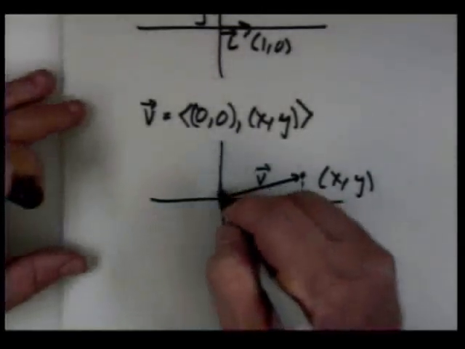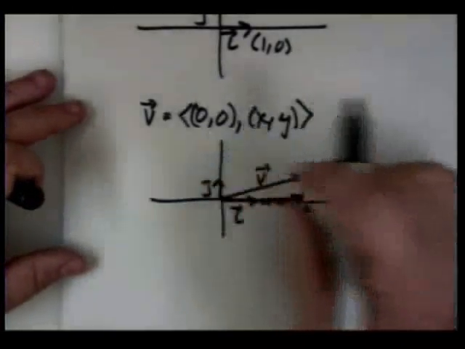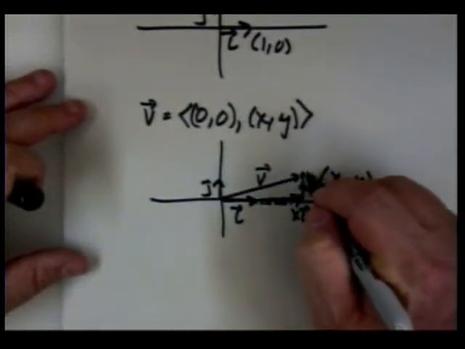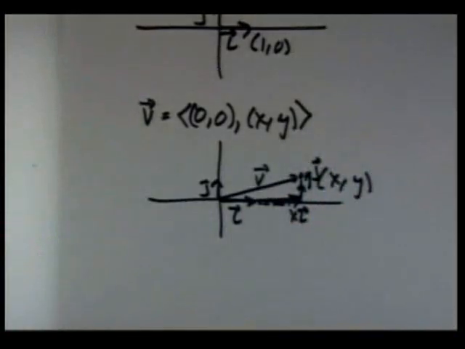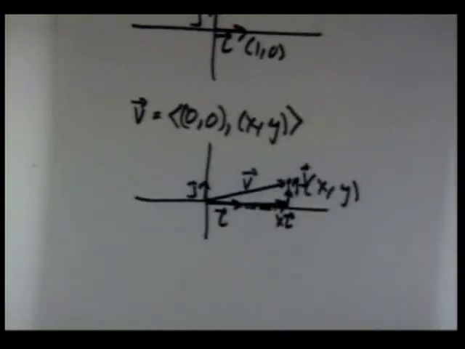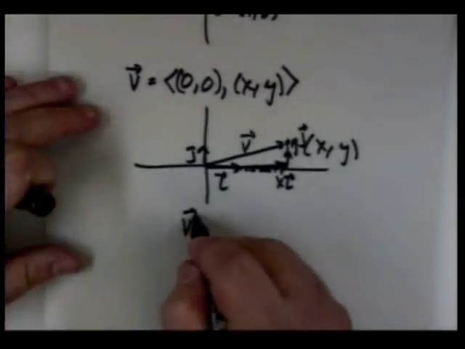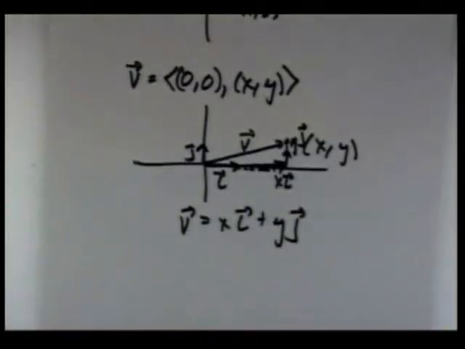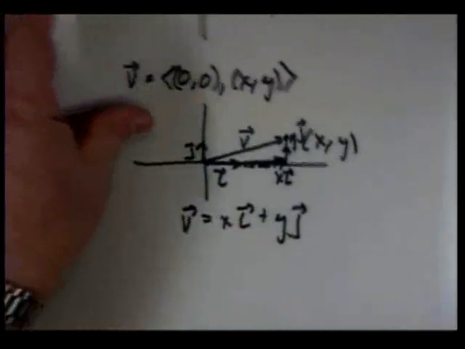Now vector j is 1 unit long this way. If I move vector j over here and stretch it by a factor of y, and if I add x times vector i and y times vector j, then I get vector v, because that's how you add vectors. It's that old tip-to-tail method. So vector v can be written xi plus yj. Thus, it is very simple to write a vector in terms of i and j. So that's called the unit basis vectors.